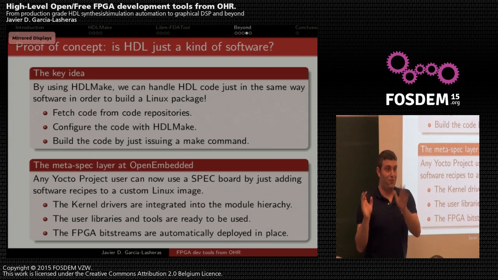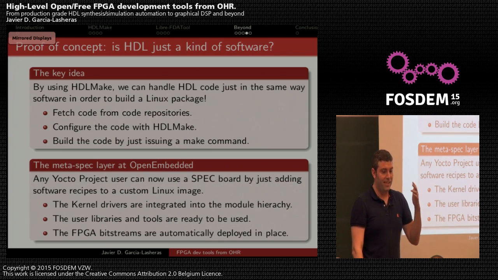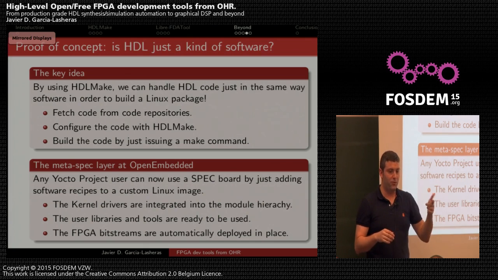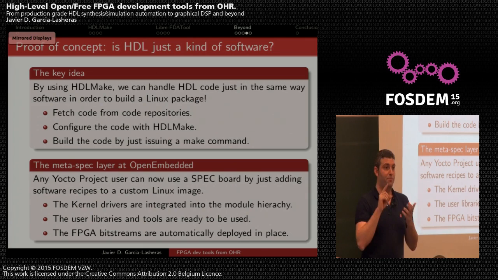The key idea I want to introduce is that by using HDL Make, we can handle the HDL code in the same way as software in order to build a Linux package. We can fetch the code from a repository, we can configure the code by using HDL Make, and then we can build the whole bitstream by just issuing a make command.